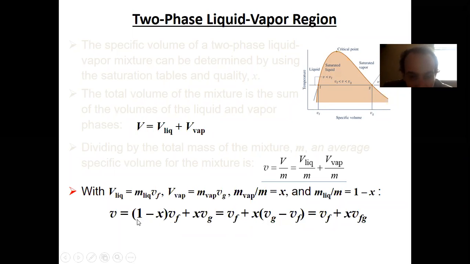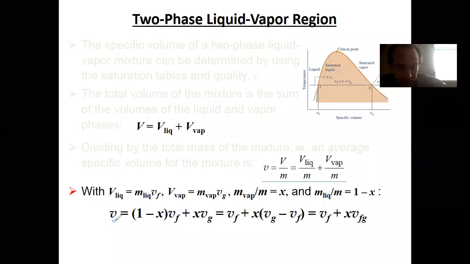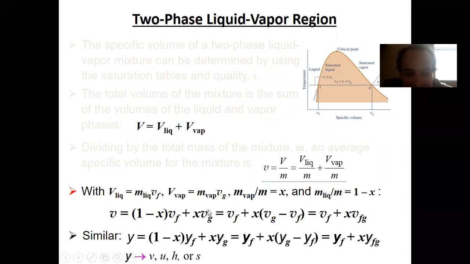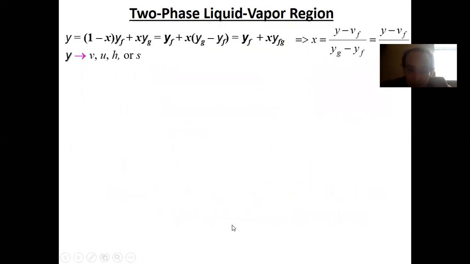So basically, if you know X, if you know quality, you can find your average specific volume. In fact, this is average, right? It's total value divided by total mass. Now, believe it or not, I can write the same expression for all other quantities in your tables. Remember what I mean by Y? It can be V, U, H, and S. In your table you have specific internal energy, specific entropy, and specific volume.